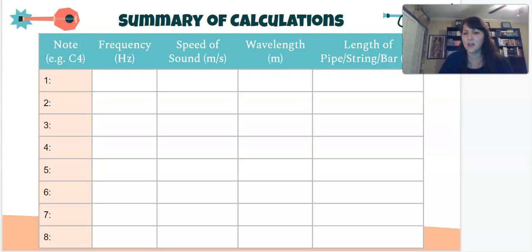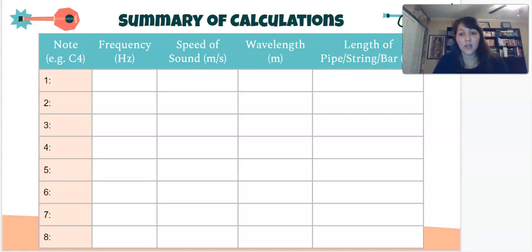Instead of calculating and then building, you're going to build and then calculate, all right? So once you've gotten each of your notes tuned, you'll go ahead and measure the length of your string or bar or whatever it is that you are using, okay? And once you know the length and the frequency, then from there you're going to be able to calculate what the wavelength is, again, using one of those equations from the entry document. And then once you know the wavelength, you can calculate the speed of sound using that wave speed equation.